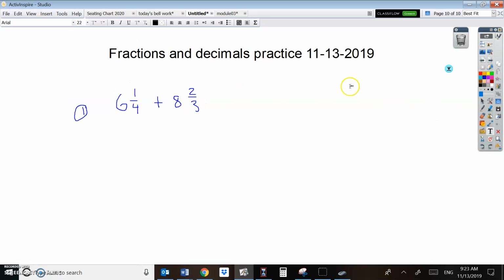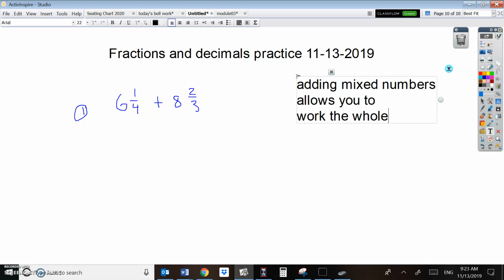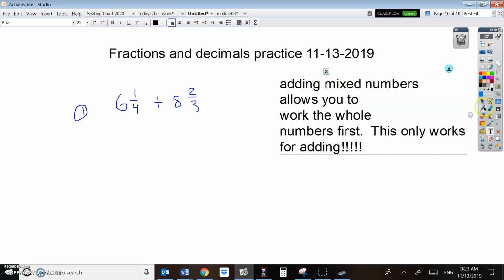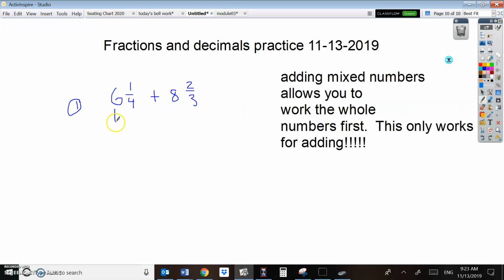Remember, adding mixed numbers allows you to work the whole numbers first. This only works for adding. So we can add 6 and 8 and get 14.